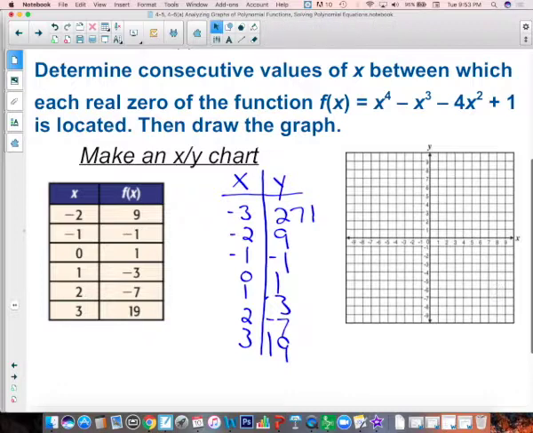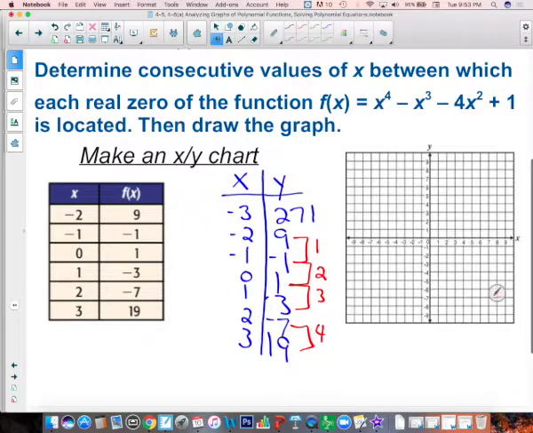Where are we going from a positive to a negative or a negative to a positive? We're going to have one here, and then we're going from here to here, because we went from a -1 to a +1, and then down here again, we went from a 1 to a -3, and then down here again. So that looks like we're going to have 1, 2, 3, 4 zeros.